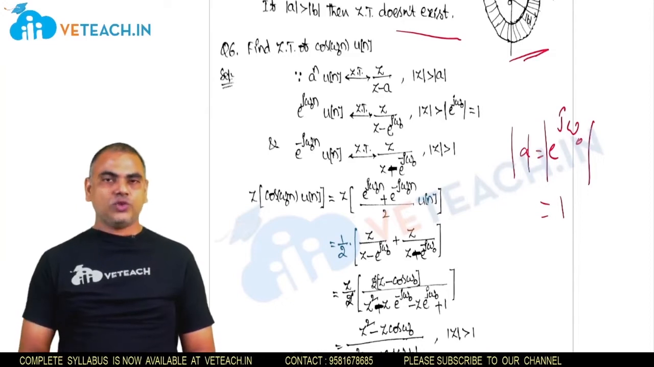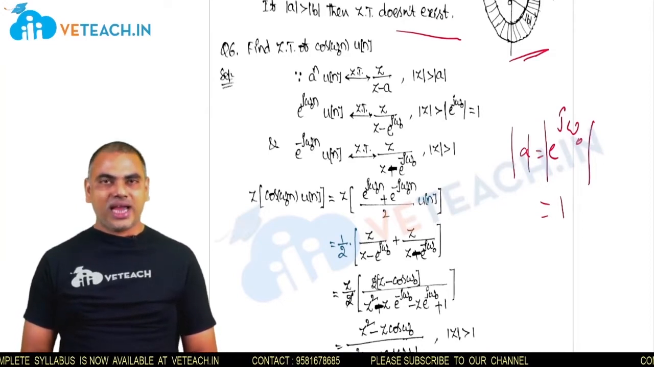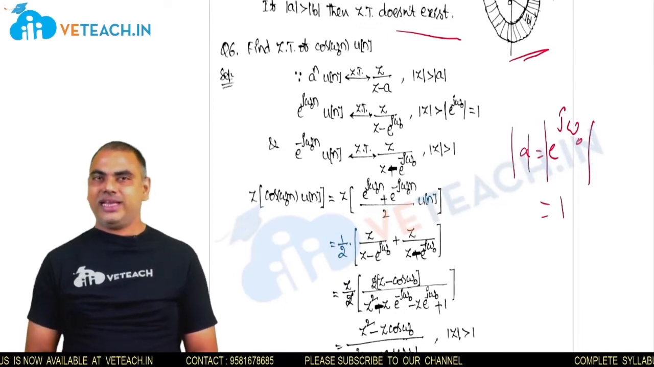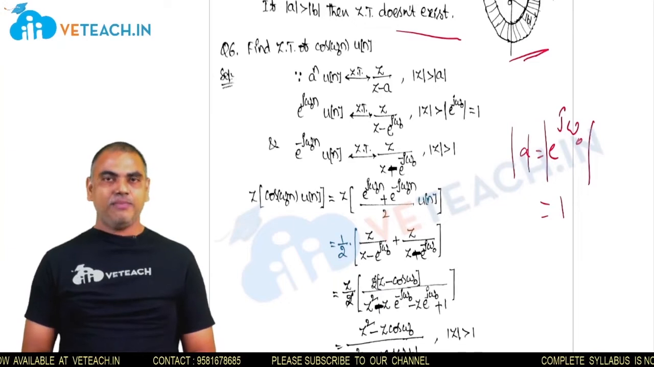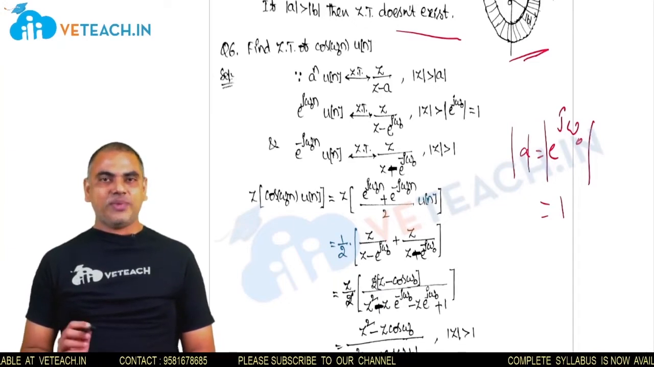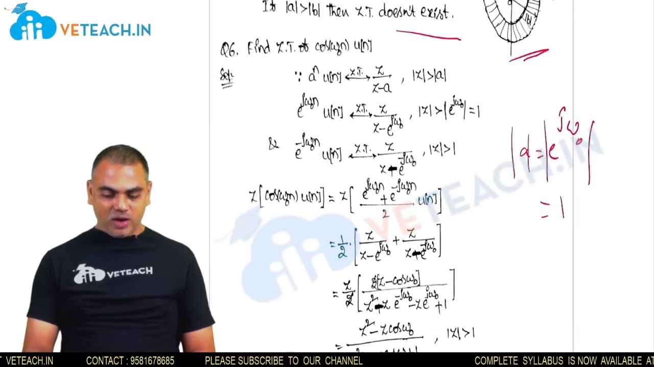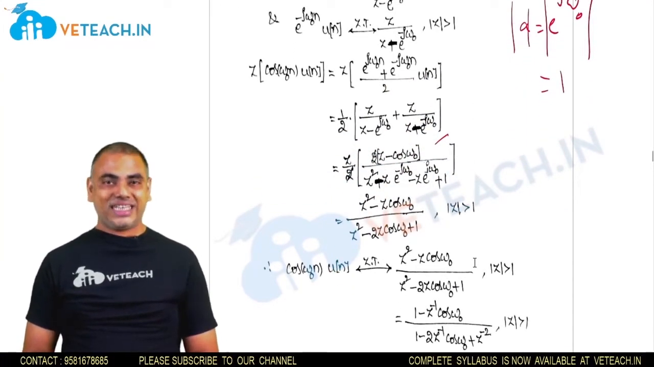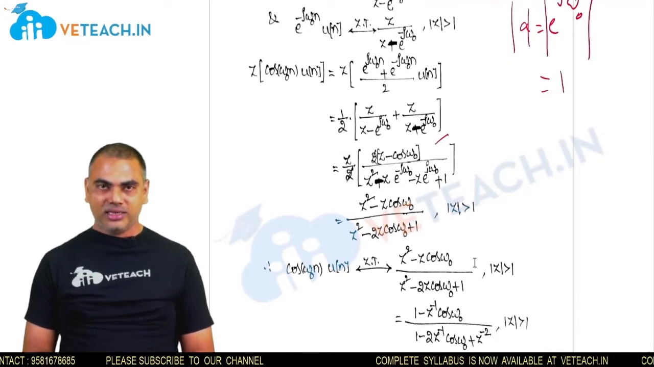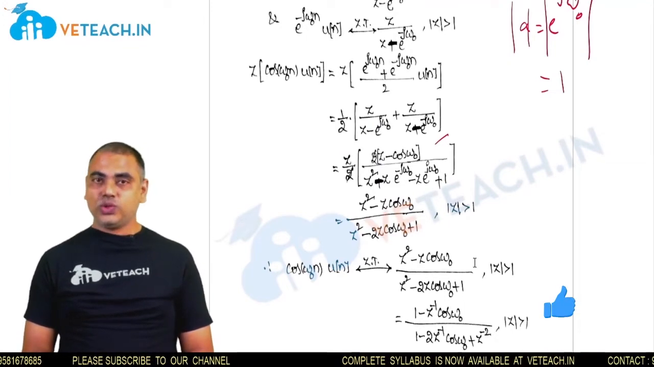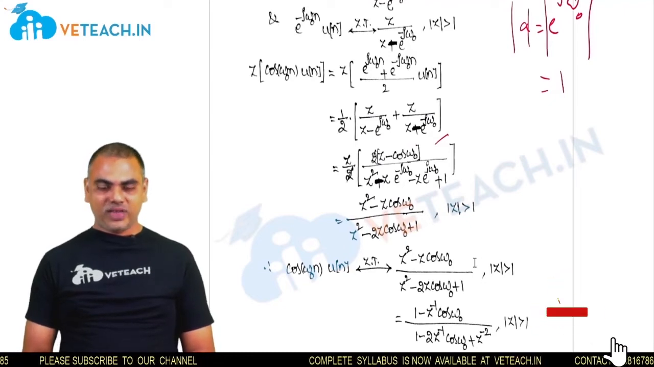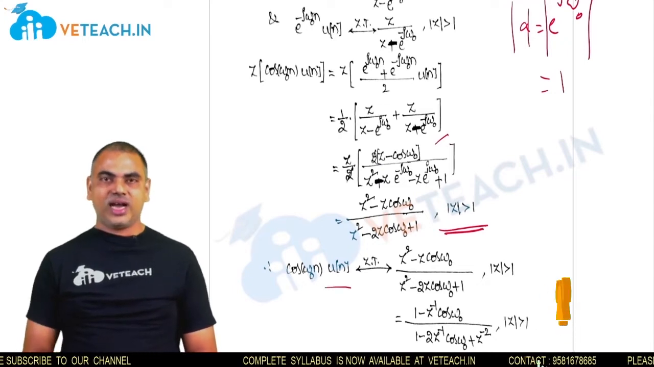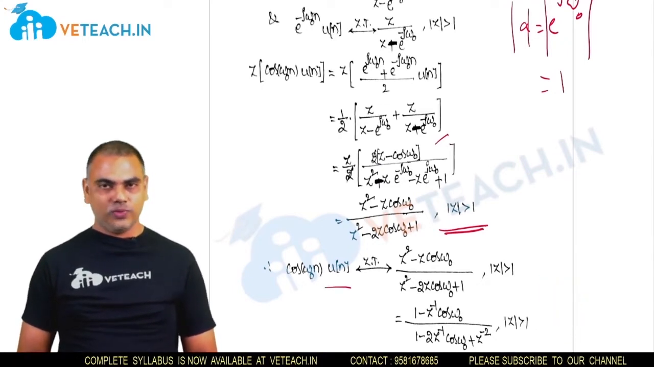Now by combining these two by the linearity, cos omega naught n u of n Z transform is 1 by 2 of z by z minus e power j omega naught plus z by z minus e power minus j omega naught. On simplification, we can get the Z transform, which is z square minus z cos omega naught by z square minus 2z cos omega naught plus 1 with ROC mod z greater than 1. So this is the Z transform of cos omega naught n into u of n.